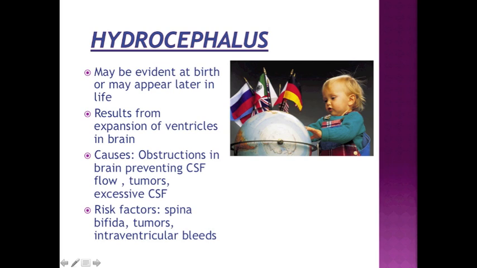Some of the reasons we see for this are obstructions, such as with brain tumors. They obstruct the flow of the CSF. There could be other anatomical abnormalities in the brain that are obstructing the flow. Or in some cases, it's just simply the child produces too much CSF.